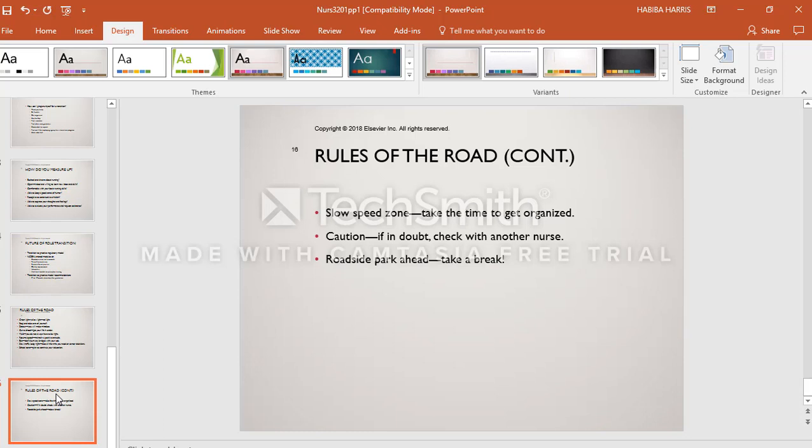Caution: if in doubt, check with another nurse. Your nurses are your advocates. Roadside park ahead: take a break. So as you progress through your personal transitions into nursing practice, the rules of the road are really kind of helpful little fun tools to look at.